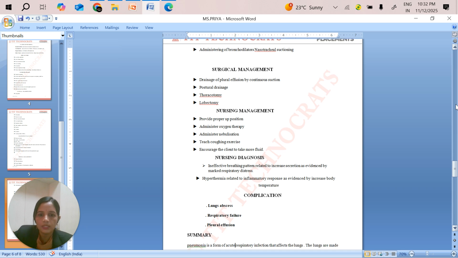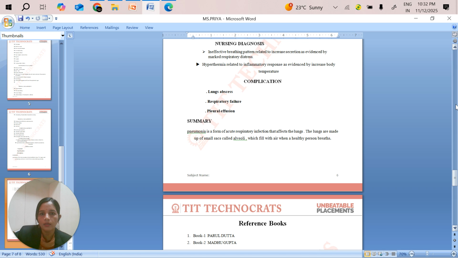Next one, nursing diagnosis. Ineffective breathing pattern related to increased secretions as evidenced by marked respiratory distress. Next, nursing diagnosis: hyperthermia related to the inflammatory response as evidenced by increased body temperature. Then complications. Many complications occur during pneumonia, such as lung abscess, respiratory failure, and pleural effusion.